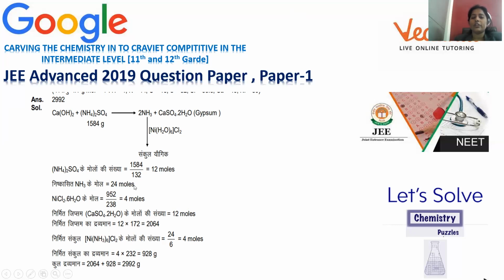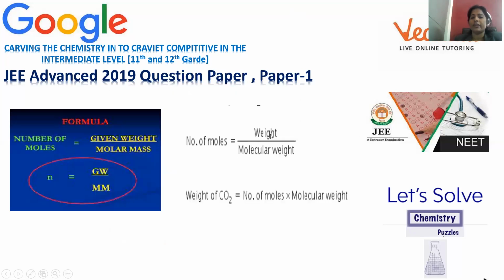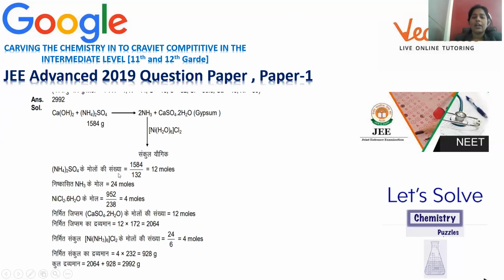Weight by gram molecular weight. Just now we saw the mole formula: weight by gram molecular weight. Weight is given as 1584 grams. Molecular weight of ammonium sulfate is 132. So you will get 12 moles. How much? Ammonium sulfate is 12 moles.